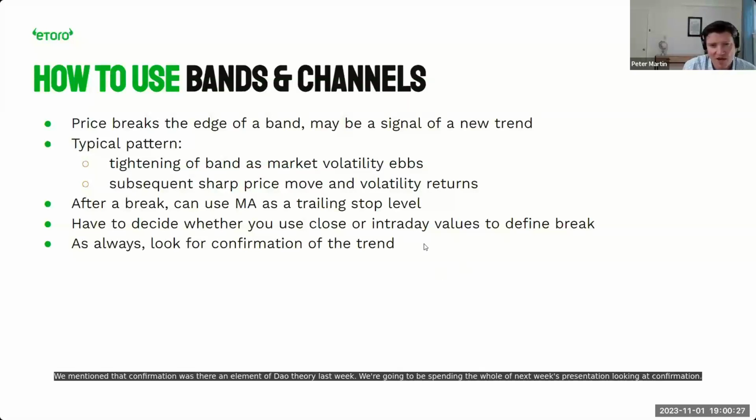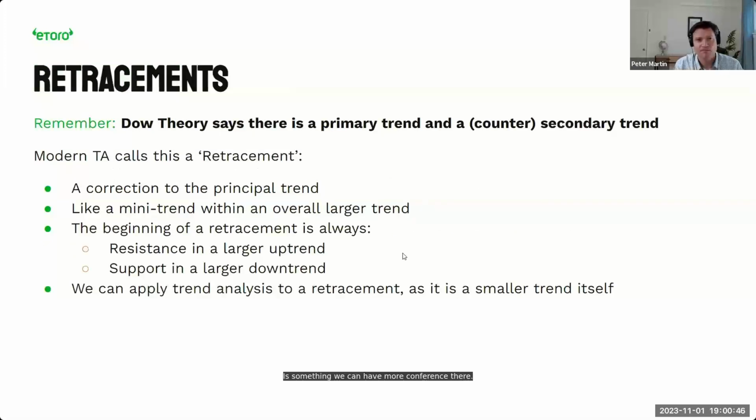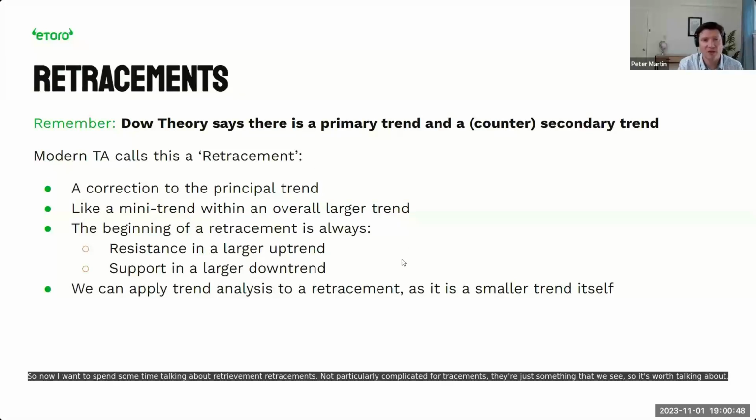We mentioned that confirmation was an element of Dow theory last week. We're going to be spending the whole of next week's presentation looking at confirmation. So we'll be talking a lot more about methods we can use to confirm that what we're seeing is something we can have more confidence in. So now I want to spend some time talking about retracements. Not particularly complicated, they're just something that we see, so it's worth talking about.